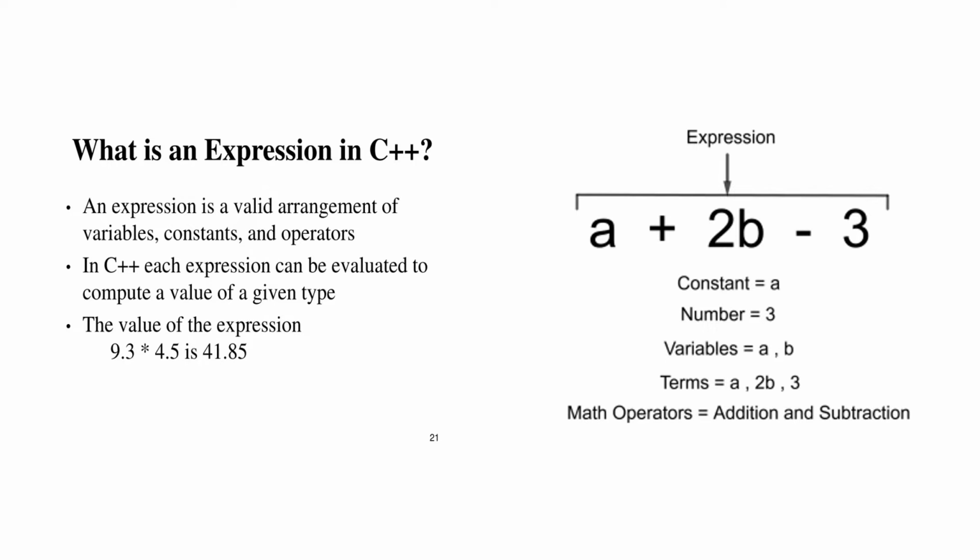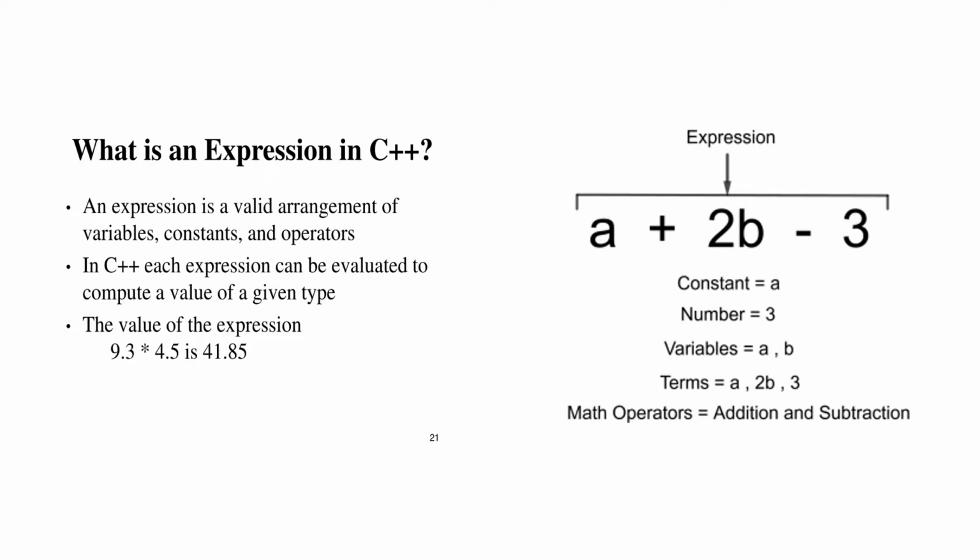First, what is an expression in C++? Expression means it is a collection of variables, constants and operators. Suppose if it is one expression, it will be a constant, number and variable. So in this example, a plus 2b minus 3, this is called an expression because there is a constant a and we have number 3 and variables are a and b. So we have terms of constant, number and variables, and we have operators like addition and subtraction. This is known as an expression.